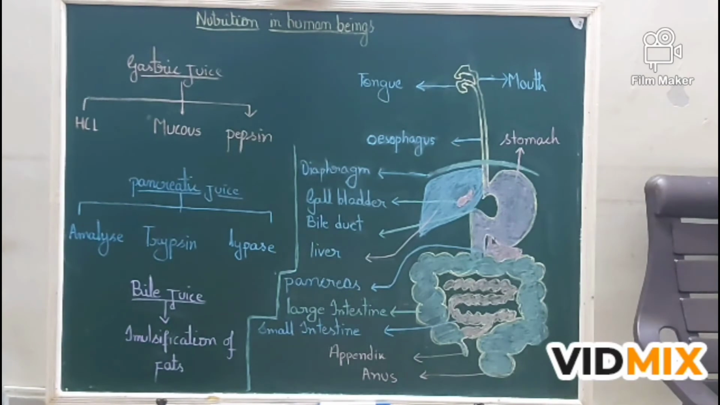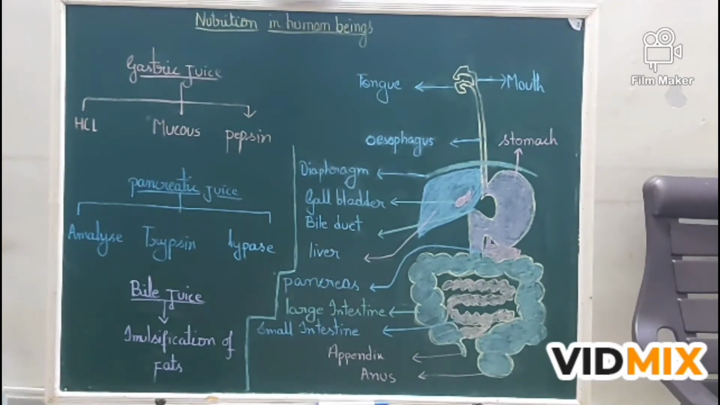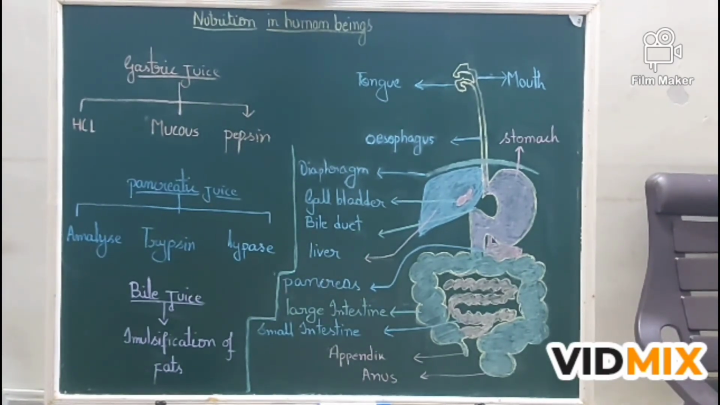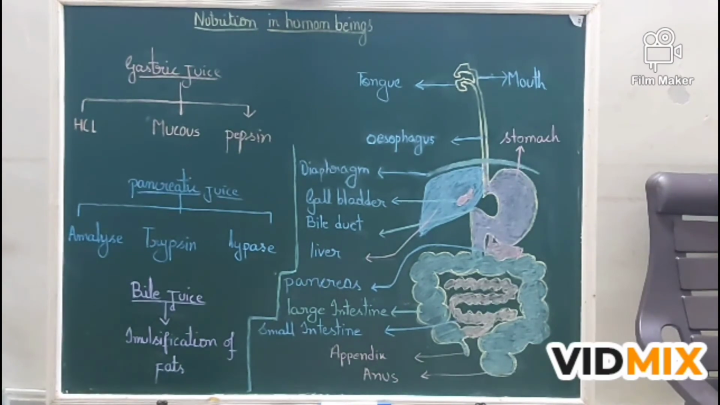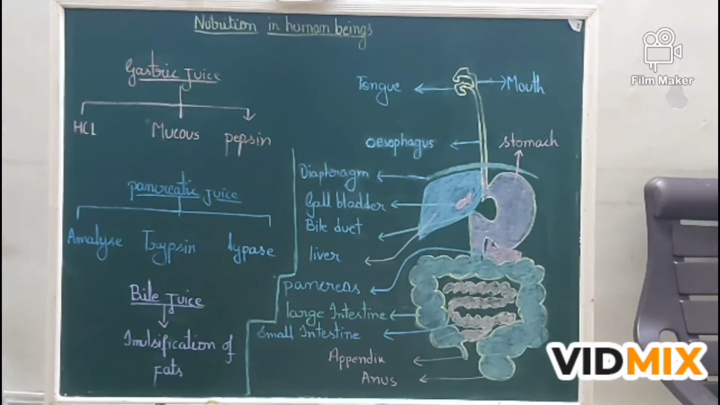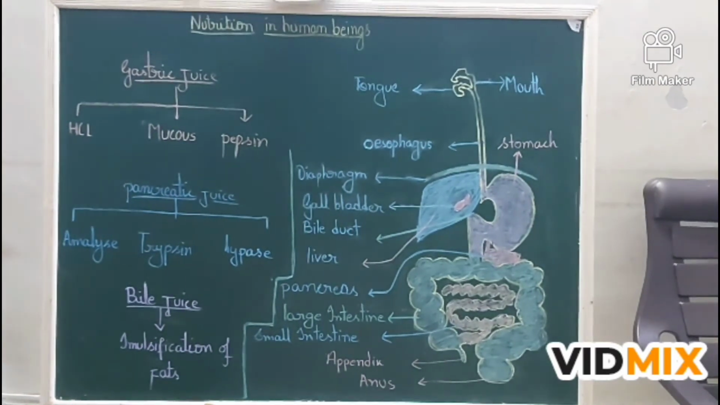Let's study about bile juice. Bile juice is secreted by the liver. Bile juice is stored in the gallbladder. Functions: emulsification of fats. Bile salts break larger globules into smaller globules for the efficient action of enzymes, and it makes the medium alkaline.